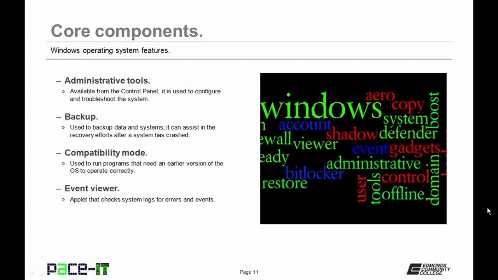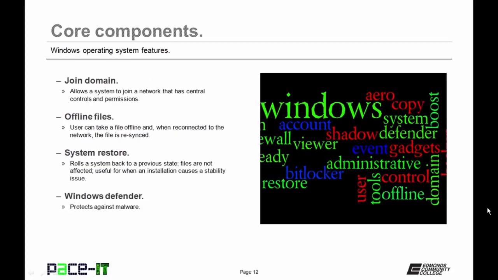All versions have an event viewer. That way you can check system logs for errors and events. Some versions allow you to join domains. That's much better networking than workgroups. Offline files are also available in some versions. That means that you can download a file, take it home on your laptop, modify it, and when you go back to work and you plug into the network, it gets resynced with the file on the server. It allows you to take it, work on it, change it, bring it back, and it will make sure that it stays up to date.